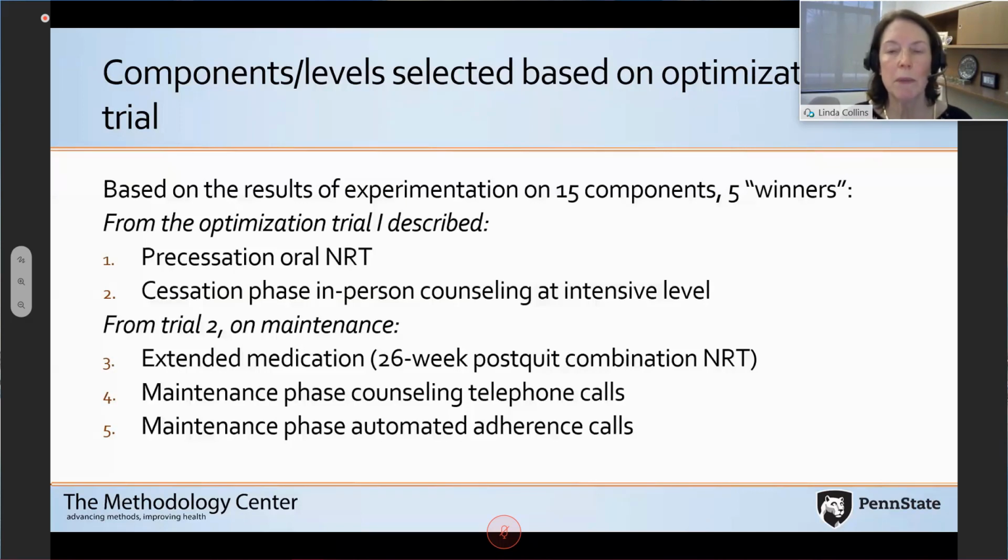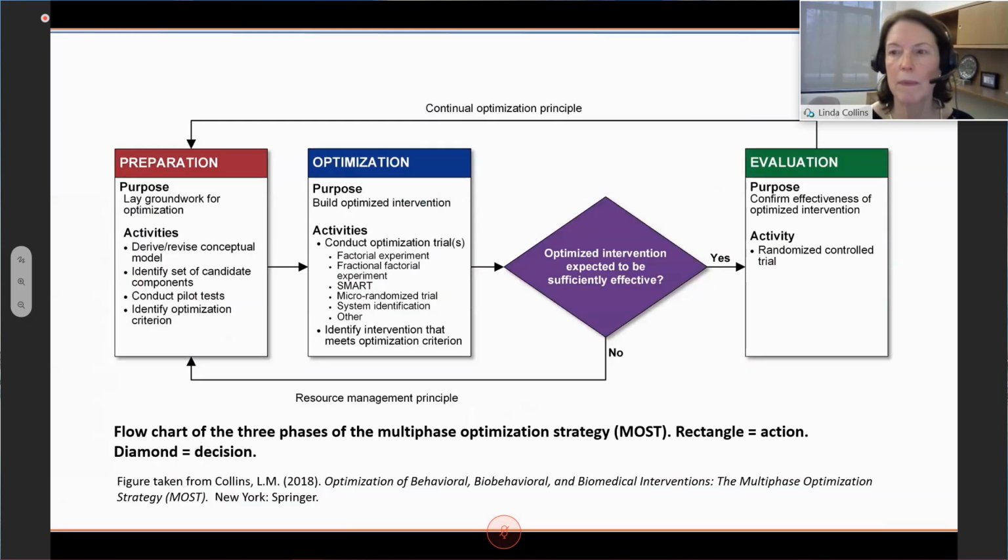But based on the results of this experimentation, there were five winners among the components: pre-cessation oral NRT, cessation phase in-person counseling set to the intensive level, and then extended medication. We had looked at extending medication to 26 weeks in the second trial, and that turned out to be the best. Maintenance phase counseling telephone calls, and then maintenance phase automated adherence calls. So these five components made up the optimized intervention.